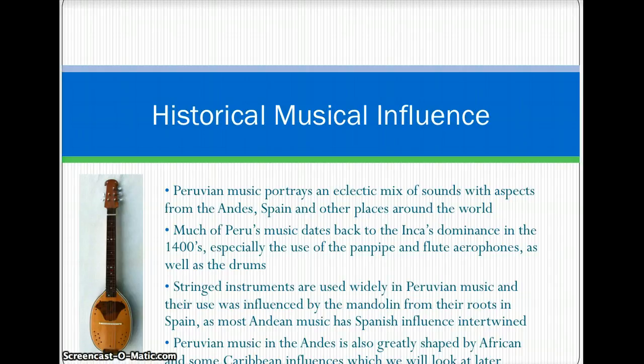Stringed instruments are widely used in Peru now because of the Spanish influence from the mandolin. Most Andean music has a Spanish influence intertwined. Peruvian music in the Andes is also greatly shaped by African and some Caribbean influences, which we're going to look at later in this film.